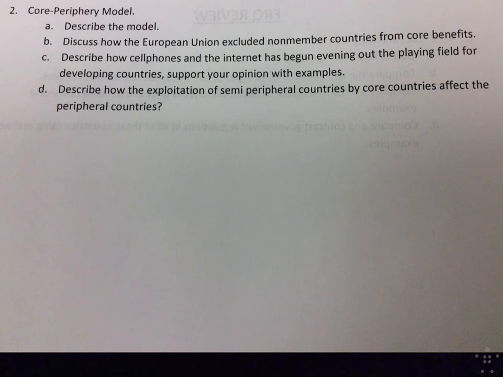All right. D, describe how the exploitation of semi-peripheral countries by core countries affect the peripheral countries. Semi-peripheral countries got to be the aggressors and pass on the exploitation practiced on them by the core countries. They withheld from peripheral countries even their limited access to the core. This perpetuated a system of degradation and exploitation that continues to this day in much of the world because of colonization efforts, in addition to the core being so dominant. Again, another direct reflection of the core-periphery model.